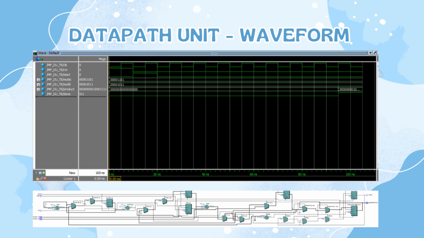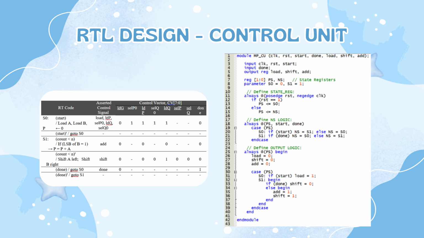Next, let's move to the waveform analysis. My name is Fang Jianwen, matric number 221373138. My part is control unit.